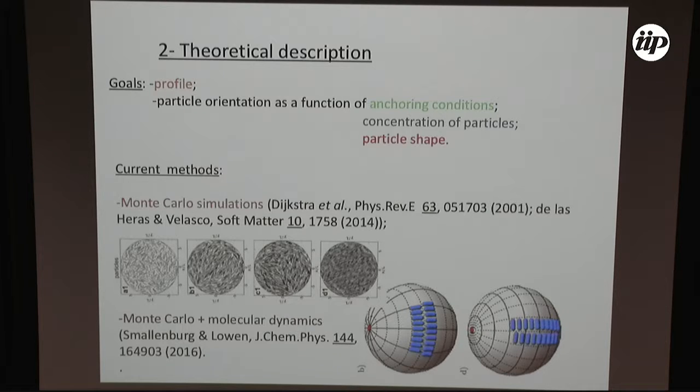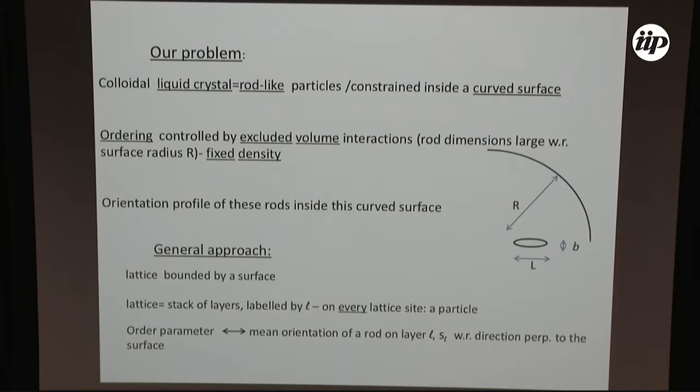There is no analytical solution for that. And here what we have is they use a mixture of Monte Carlo and molecular dynamics to get that. So we have a colloidal liquid crystal made of rod-like particles constrained in a curved surface.